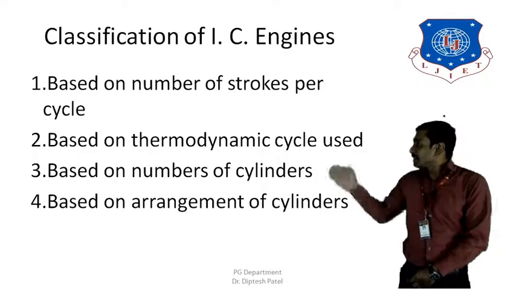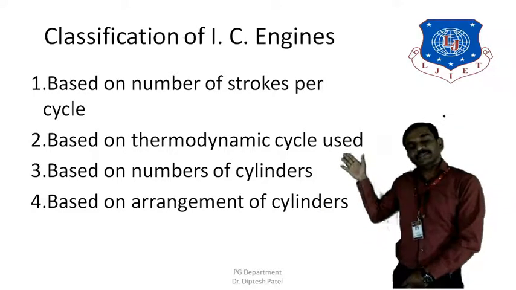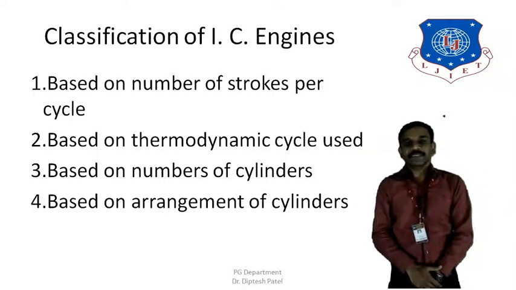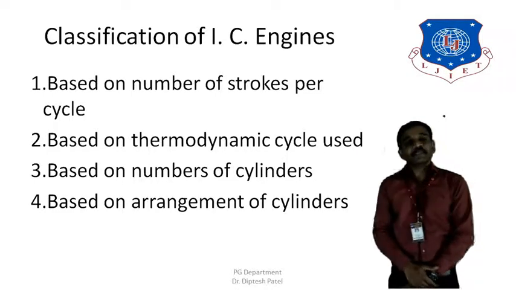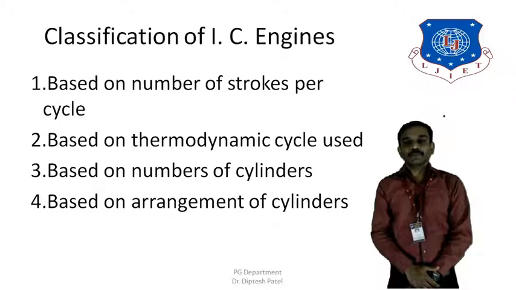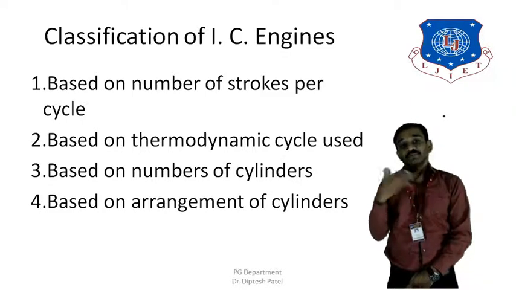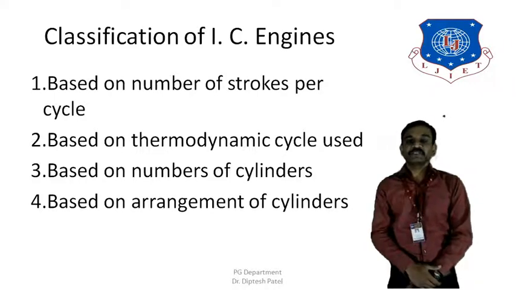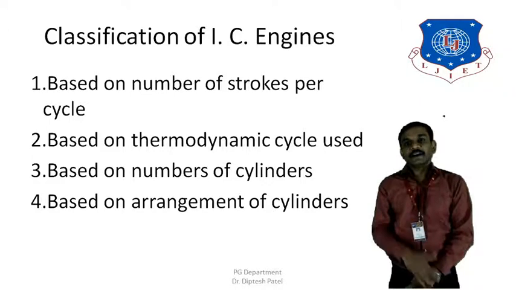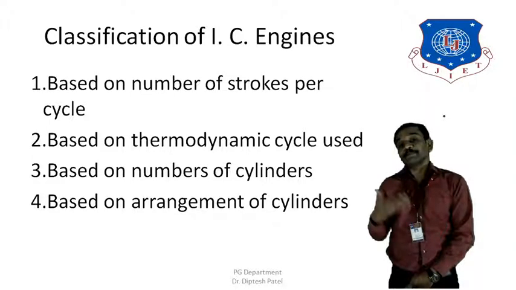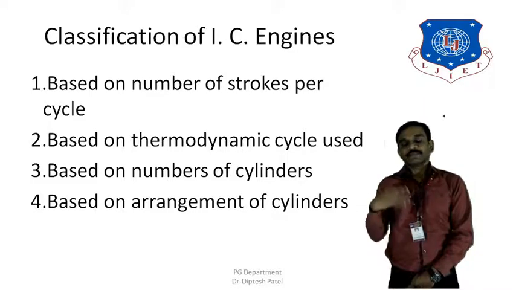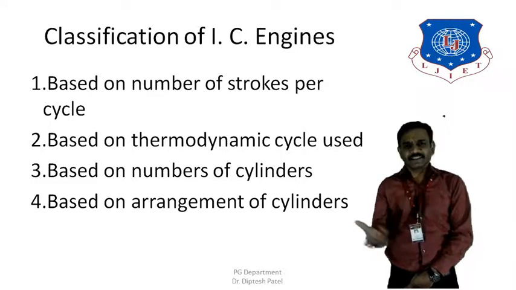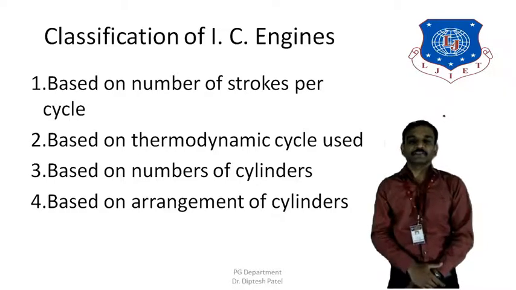So here, let's understand the classifications of the IC engine. The IC engine is classified in different categories, and here four are given. The first one is based on the number of strokes per cycle, so it could be a 2-stroke or a 4-stroke engine. Then based on the thermodynamic cycle used, such as the petrol cycle or diesel cycle. The third one is based on the number of cylinders. It could be a single cylinder, double cylinder, 3 cylinder, 4 cylinder, 6, 8 or even 12 cylinder engines, depending on what type of power is required.